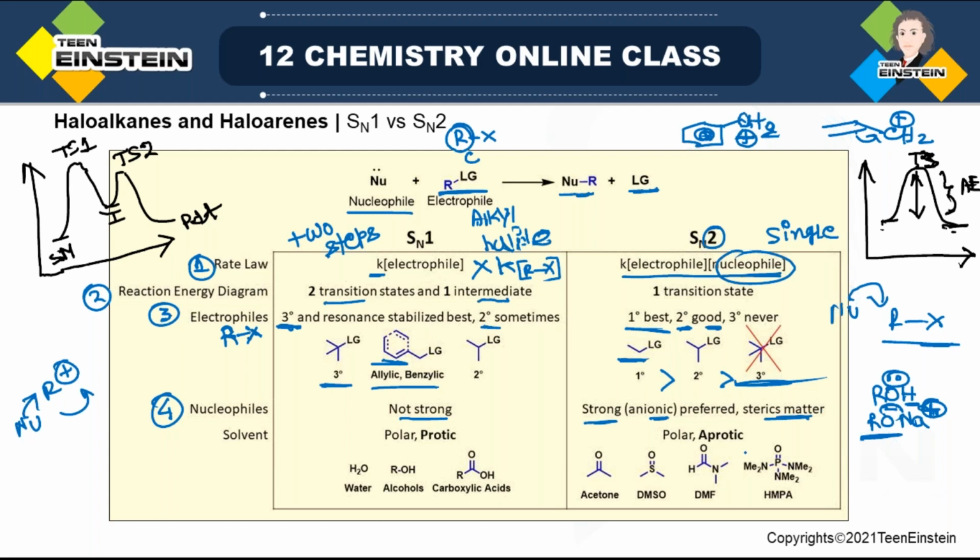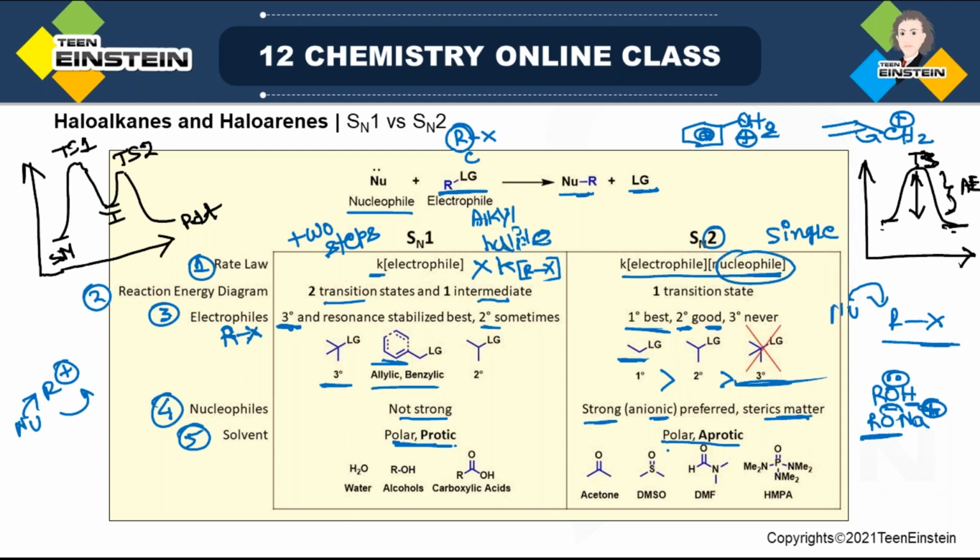And here steric problem matters. Then the next point, number 5th, what kind of solvent you will take? You should take polar protic solvent if it is SN1, and if you want to do SN2, you have to take polar aprotic solvent. Some examples are also there. What is protic solvent? What is aprotic solvent? That we have already seen in last class.